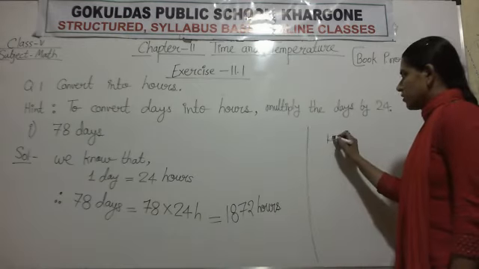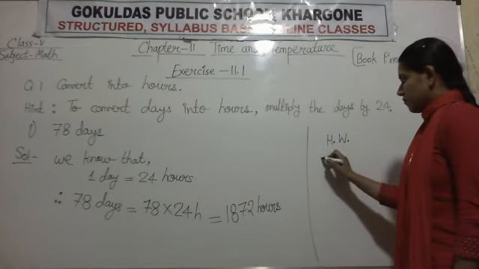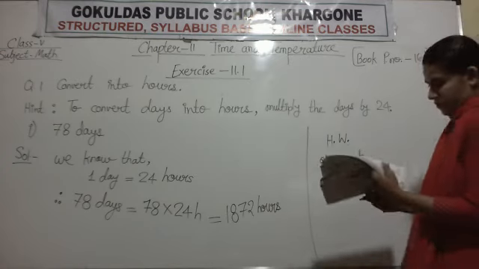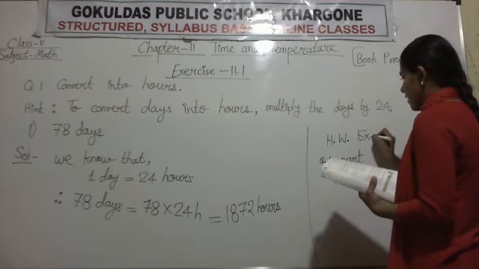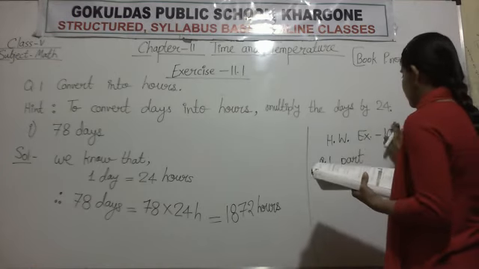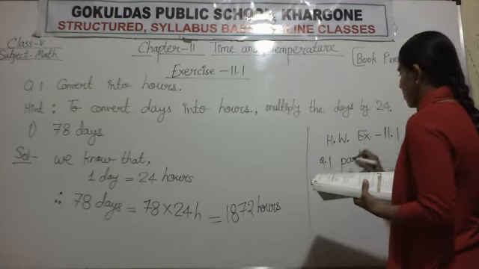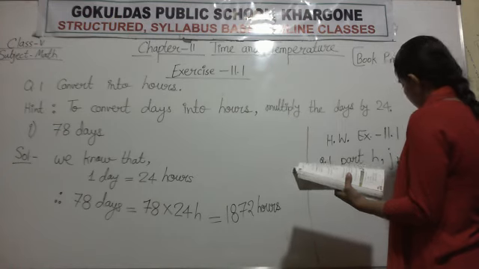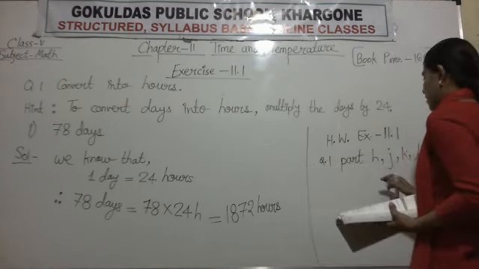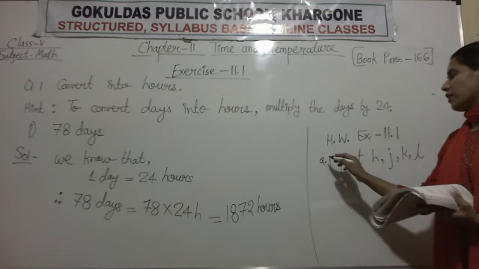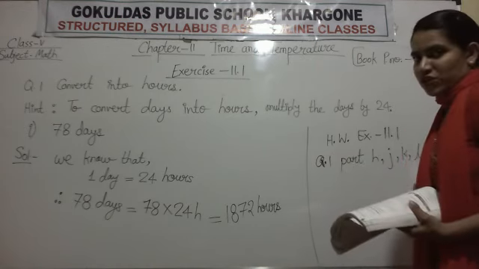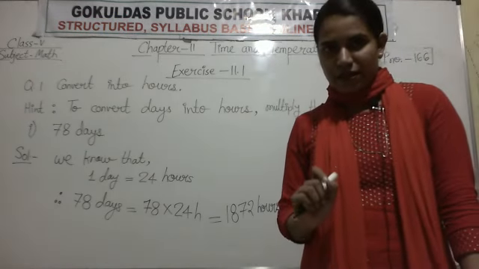Now note down the homework. Exercise 11.1, question 1, part H, J, K and L. H, J, K and L are your homework. Solve these 4 questions by yourself and check your answers from the back side of your book.